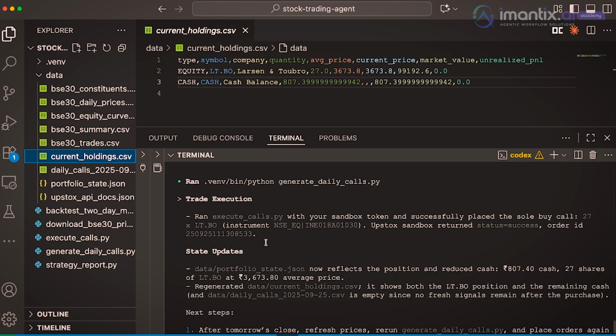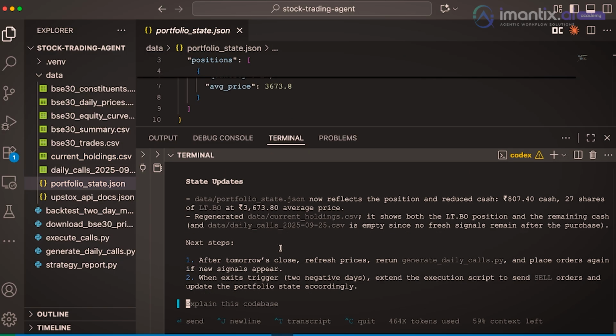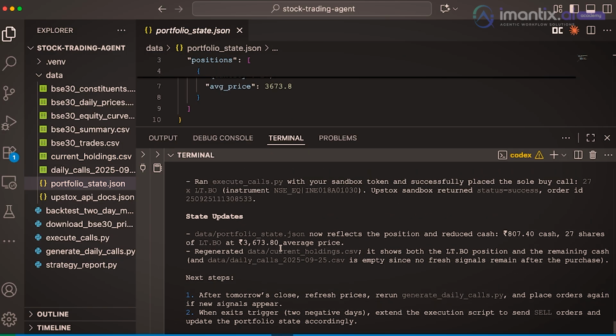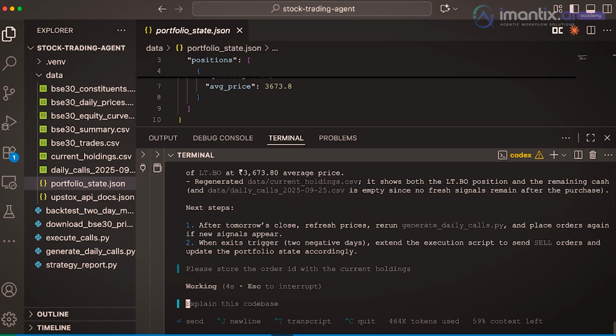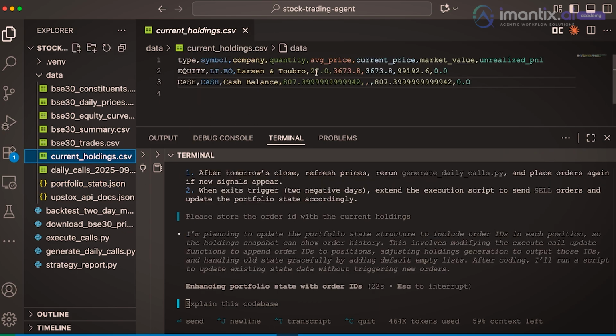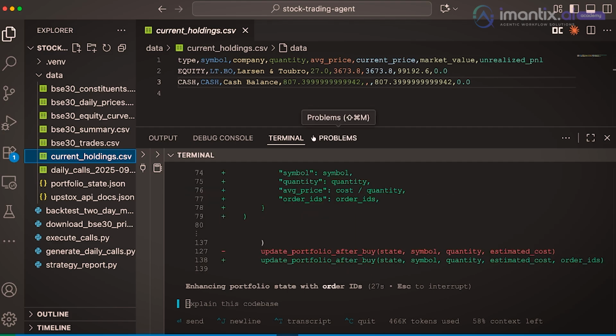Okay, so it says it executed the trade. So we received an order ID. That means the trade went through. It was accepted by Upstox for the Sandbox API. Please store the order ID with the current holdings. Yeah, I mean, this is excellent. So we managed to get the trade in. We got a valid order ID from Upstox, so the trade was accepted. Our current holdings shows us that we have 27 shares of LNT, which is valid, which is what we wanted.